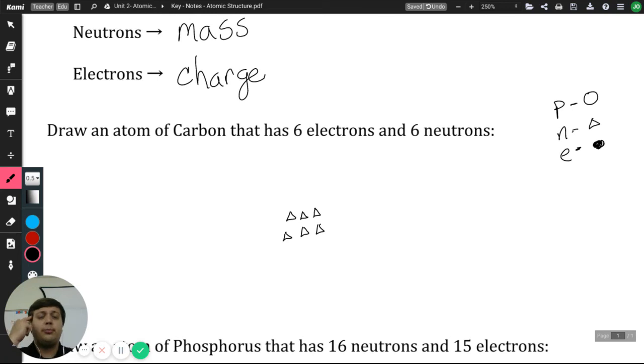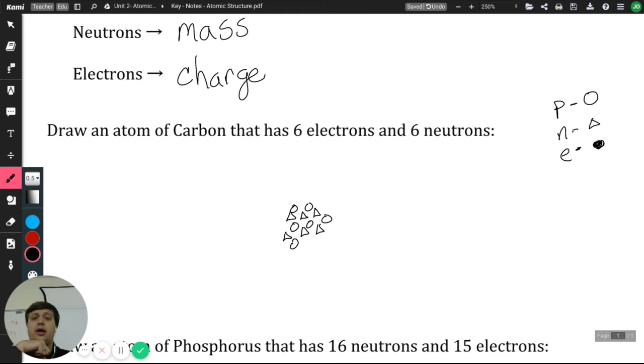So how do I know how many protons I have? Well, I look on my periodic table. This is where that periodic table does come into play. We find carbon on the periodic table, and what we'll find is that carbon has an atomic number of 6. Well, the atomic number is the same as your number of protons, which determines your identity. So I have 6 protons. 1, 2, 3, 4, 5, and 6. All right, so there's my nucleus.